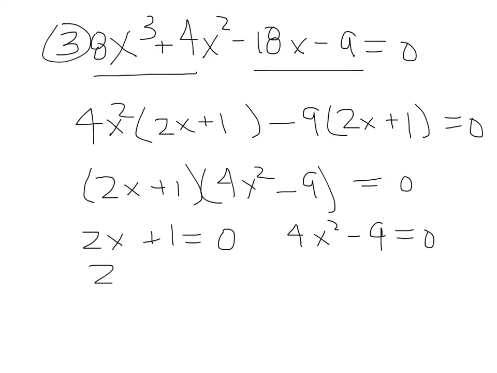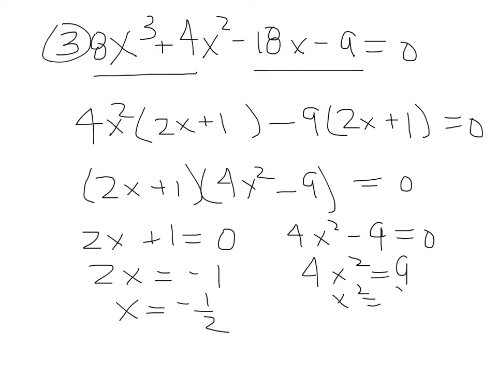So here I would have x equals negative 1/2, and here if I take the square root, I would have plus or minus 3/2 because the square root of 9 is 3 and the square root of 4 is 2. So my answers are negative 1/2 and positive and negative 3/2.